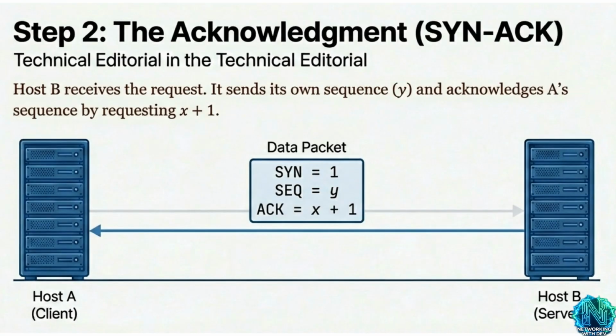Moving to step 2, the acknowledgement, SYN-ACK, we see the server's response to that initial request. Host B receives the SYN packet and agrees to the connection by sending back its own specialized data packet. This response contains 2 critical pieces of information. First, it includes its own random sequence number Y to track its side of the conversation. Second, it explicitly acknowledges host A's sequence number by requesting X plus 1.